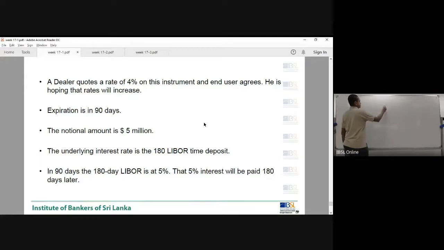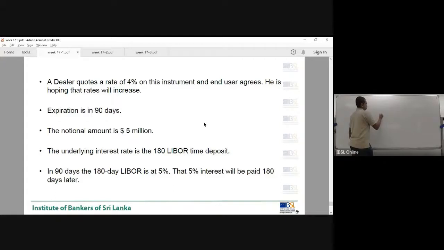Expiry is in 3 months. And it's based on 180-day LIBOR. That means it continues for a period of 180 days from here, which is 9 months. So this is a 3 by 9 FRA. It starts 3 months from today and continues until 9 months from today, which is a 180 day period. Right. So the customer has agreed to borrow at 4%.